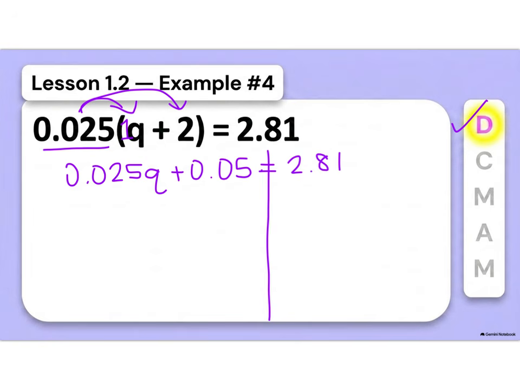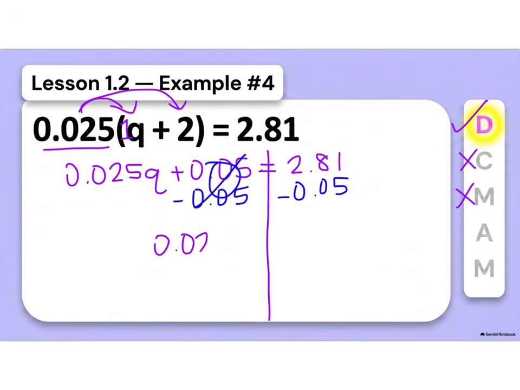Now we don't have any like terms on the left or right, and we don't have variables to move, but we do have constants that we need to move to the other side. So I'm going to subtract this 0.05 because it's positive. And then it will reduce to 0 here. On the left, I'm going to bring down my 0.025q. And then on the right, I'm going to subtract. So 2.81 minus 0.05 is 2.76.